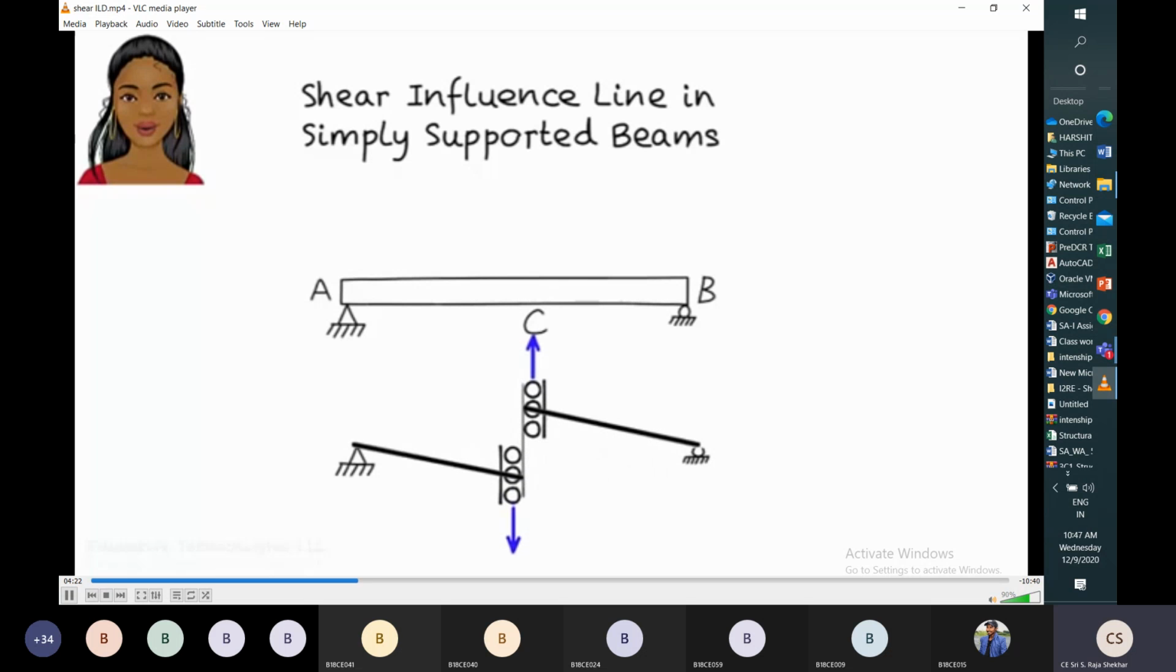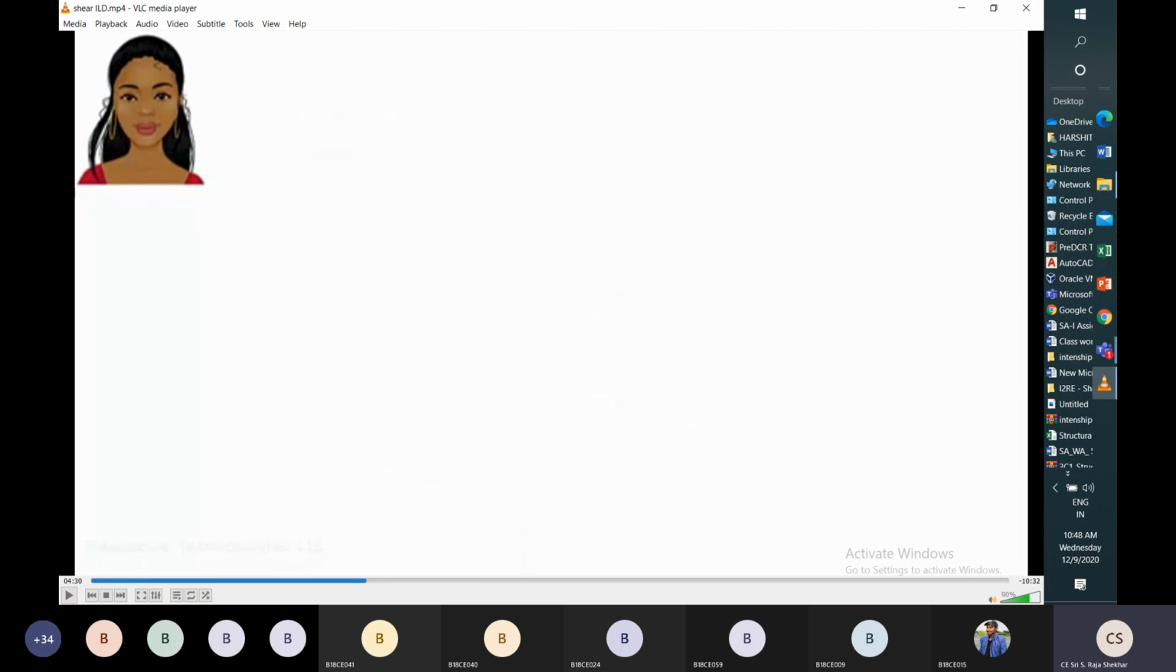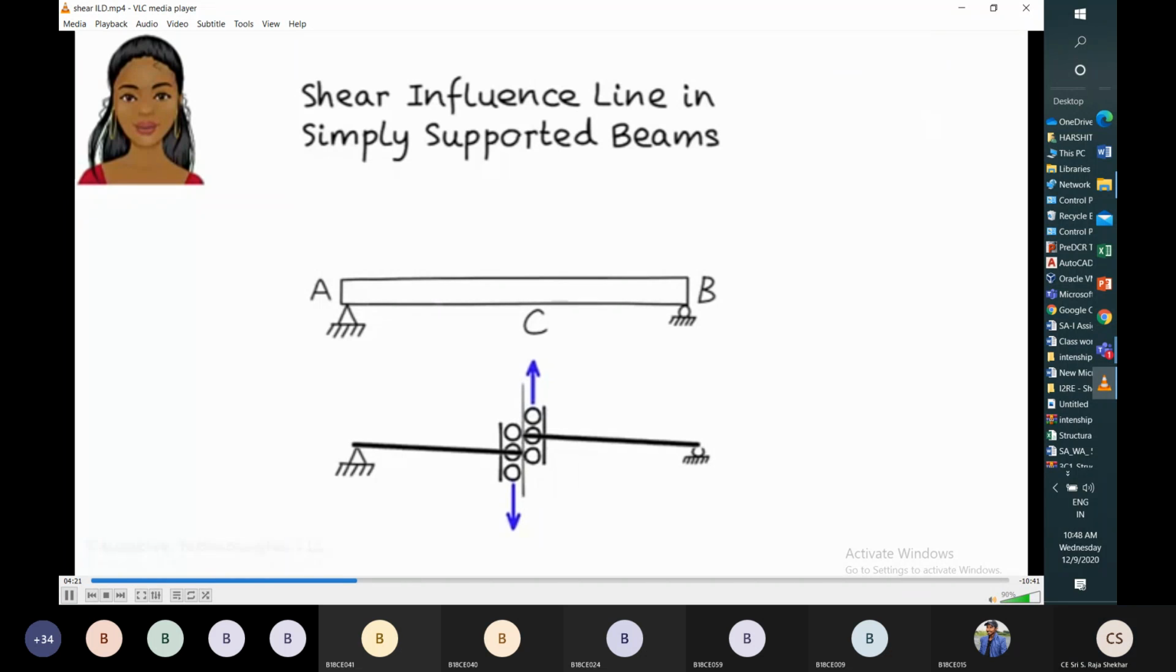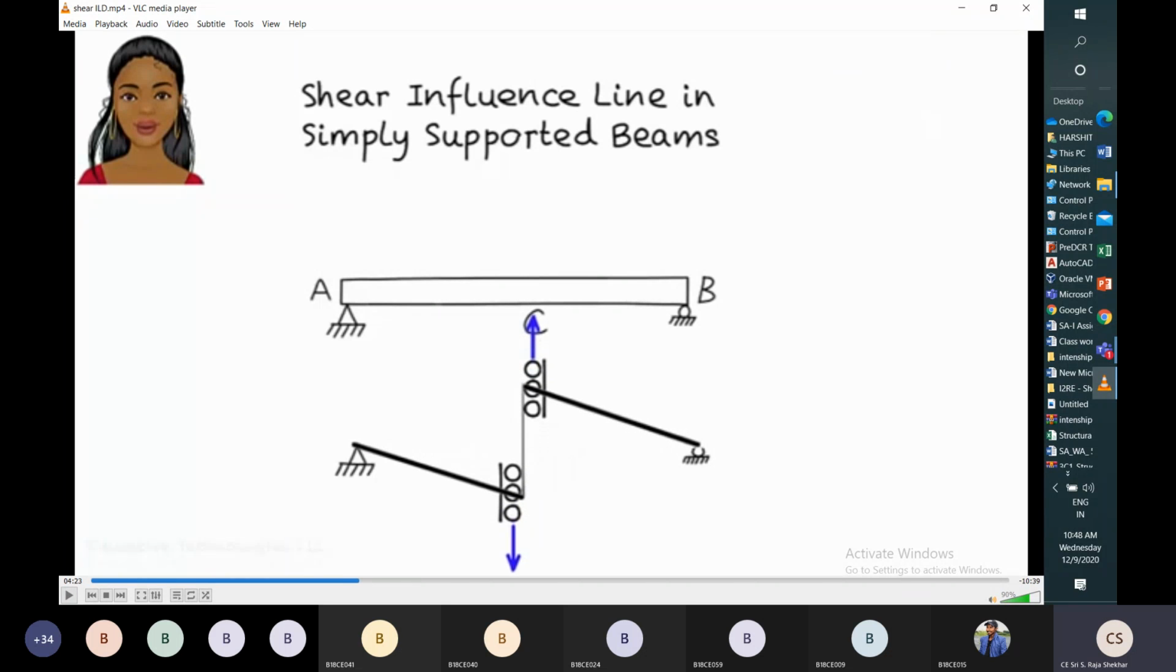So the deformed shape of the member will represent the shear influence line. The deformed shape of the member will represent the shear influence line for that section. So this is the shear influence line for that section.